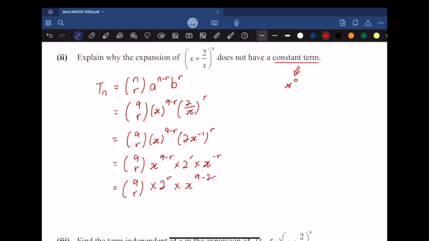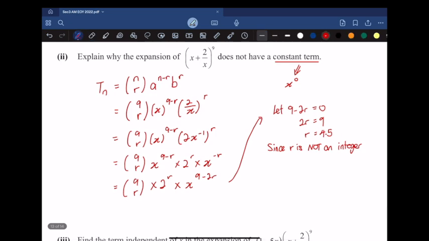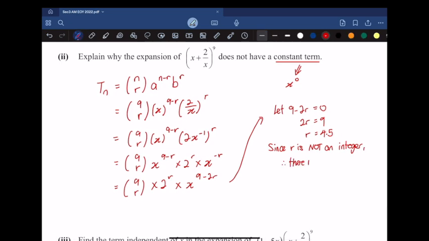So therefore, to explain why, we let 9 minus 2r equal 0, because I want the power of x to be equal to 0. I will see that 2r is equal to 9, and therefore r equals 4.5. We know that r means position, and this r must be an integer. So since r is not an integer in this case, there is no constant term. That's the conclusion we can get from this.